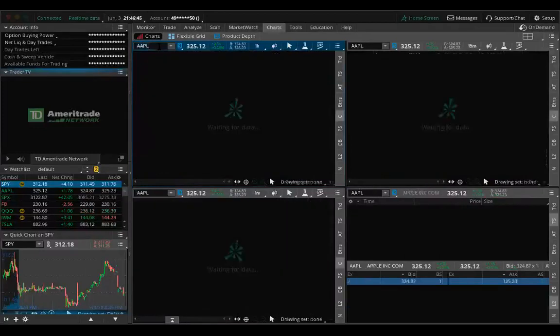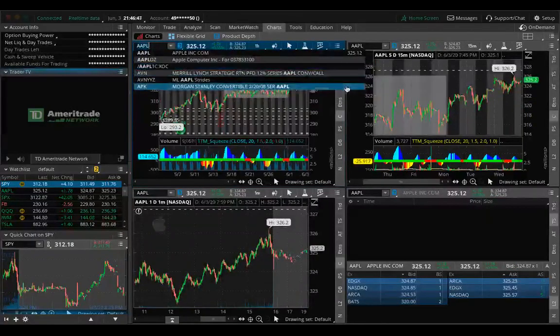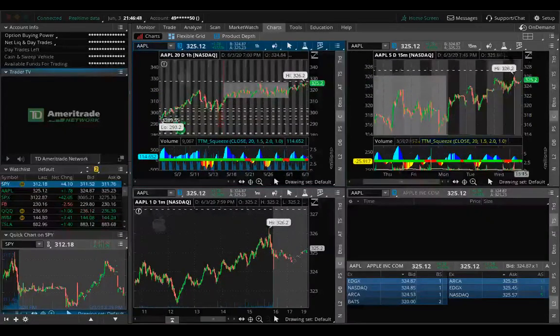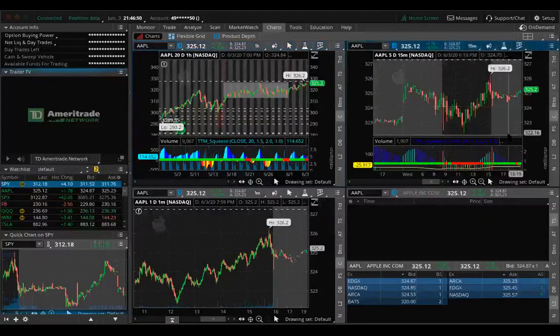Let's check out Apple's. A couple people mentioned Apple. Looks like Apple released from the 15-minute squeeze, and it's releasing from another squeeze. It also looks like it's flagging here. Everybody see this?